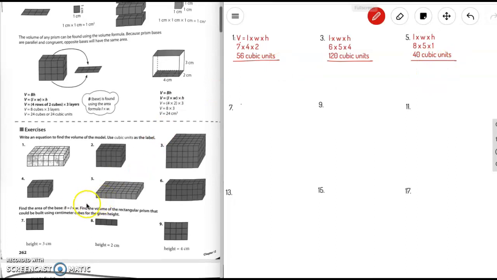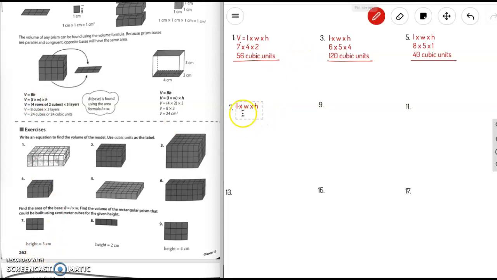Next, find the area of the base. Find the volume of the rectangular prism that could be built using centimeter cubes for the given height. So same thing here, except they're just going to give us the length and width. They're going to give us the base, and they're going to give us the height separately. So don't let them confuse you.